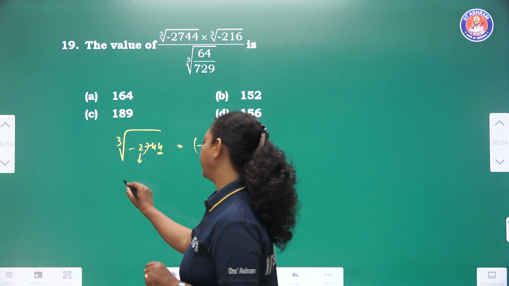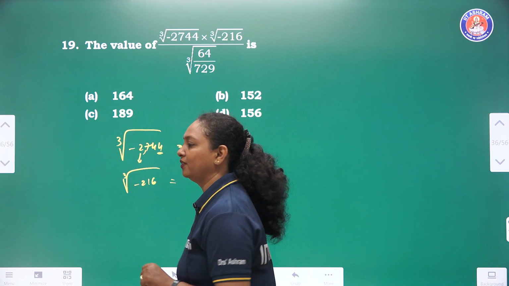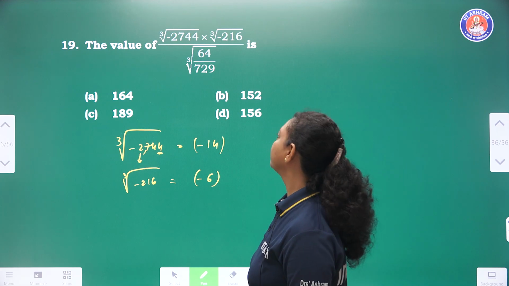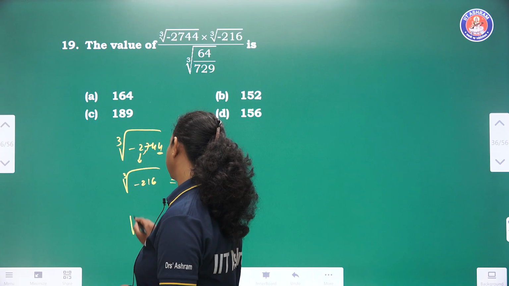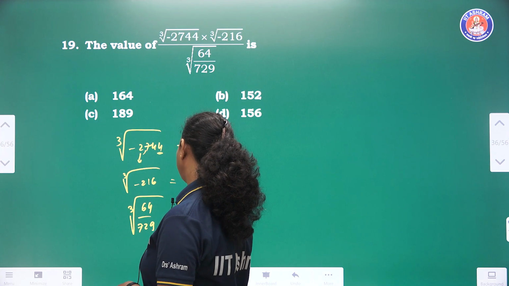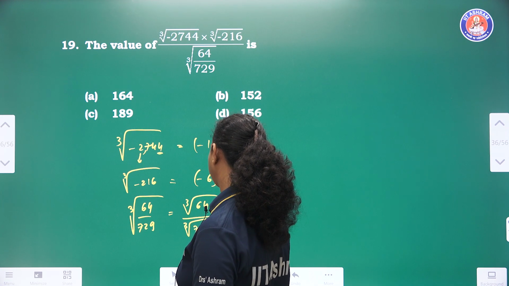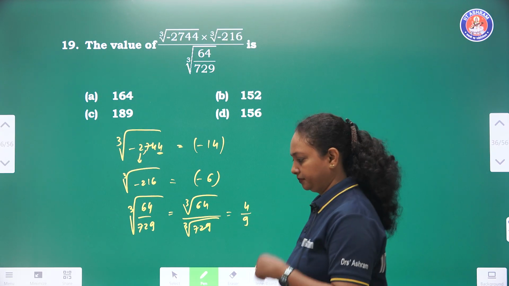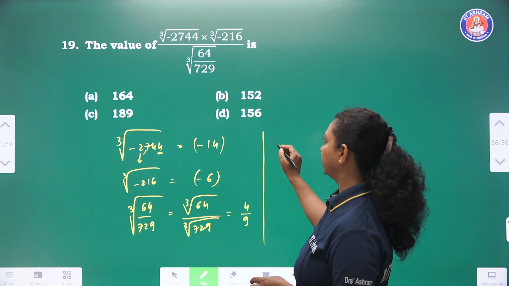Next, we have to find the cube root of minus 216. As we know that 216 is 6 cube, the cube root of minus 216 is minus 6. Then you have to find the cube root of 64 upon 729. That is the cube root of 64 by the cube root of 729, so it is 4 upon 9. Now we just substitute these values and solve the expression.